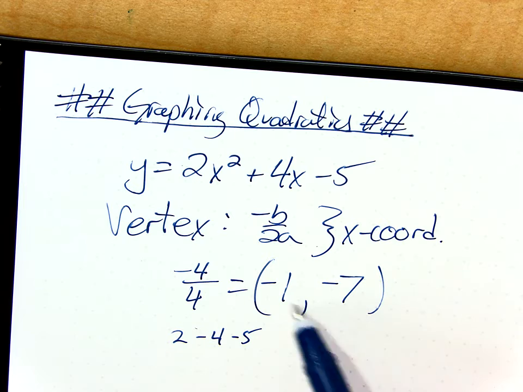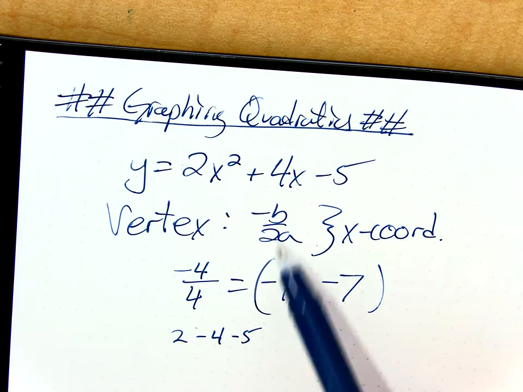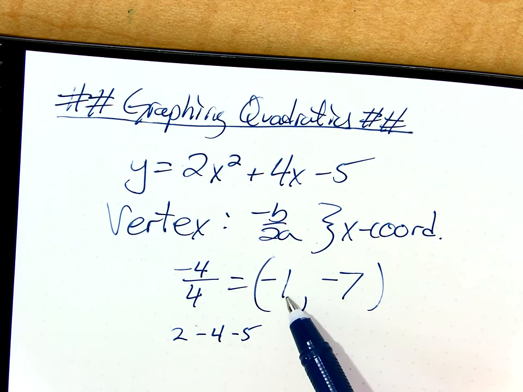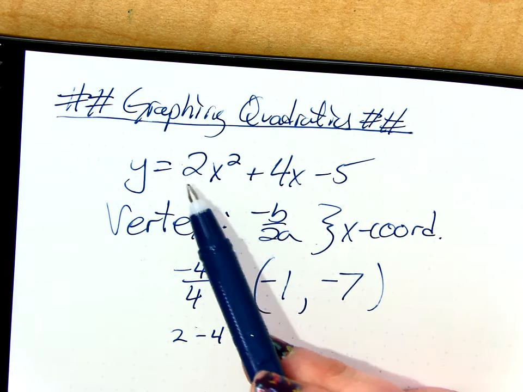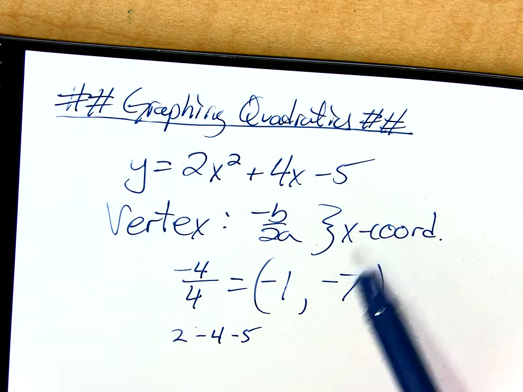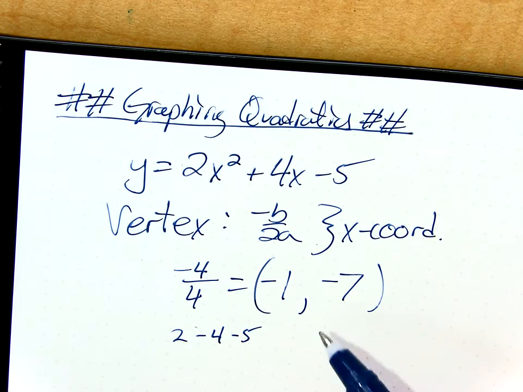This one? So, well, that's the negative b over 2a. So you get that number, and then you take whatever that number is and you put it in the equation and see what it spits back out.